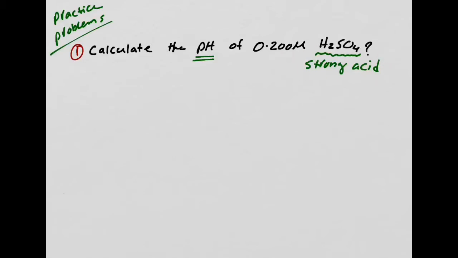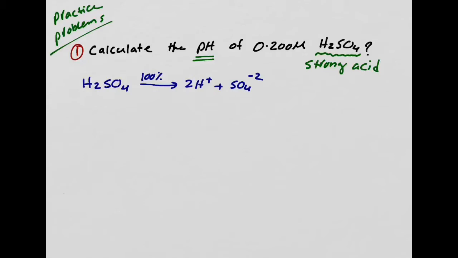Now, that makes it a little bit easier. So if I have sulfuric acid, which is a strong acid, I know a strong acid is going to have 100% dissociation, so it's going to break up into 2 H plus and sulfate. So far so good. There's no equilibrium. I don't need an ice table because it's a strong acid.